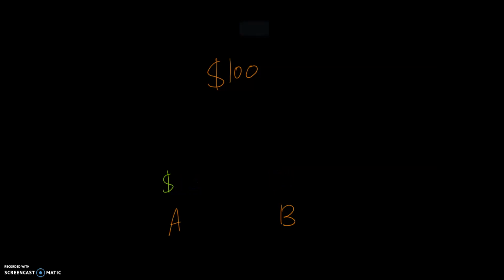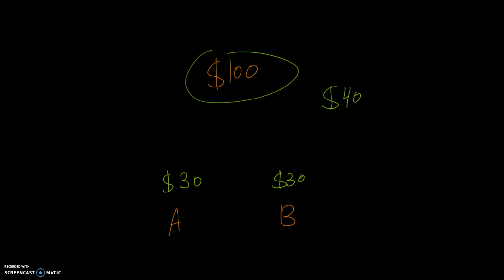However, if you have person A having $30, person B having $30, that is not Pareto efficient, because you see there's $100 and we only have 60 here, so there's $40 somewhere else. So we could make each person better off by using this money that we haven't used yet without making the other person worse off, and that is Pareto efficiency. Pareto efficiency does not mean equitable, it just means that all the resources are being utilized.